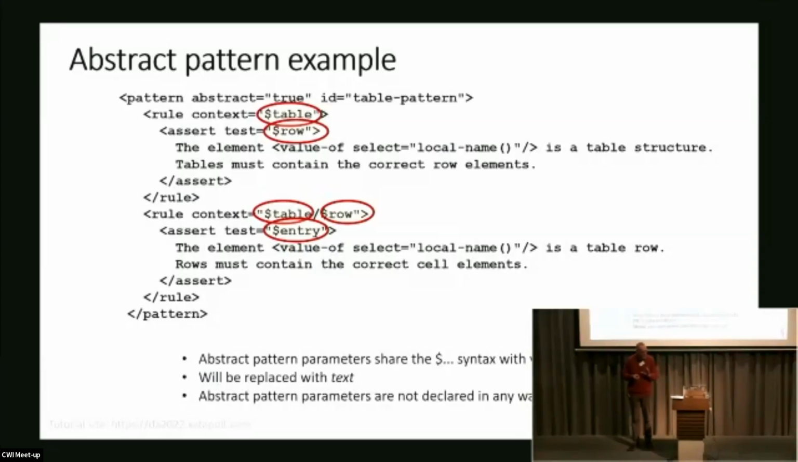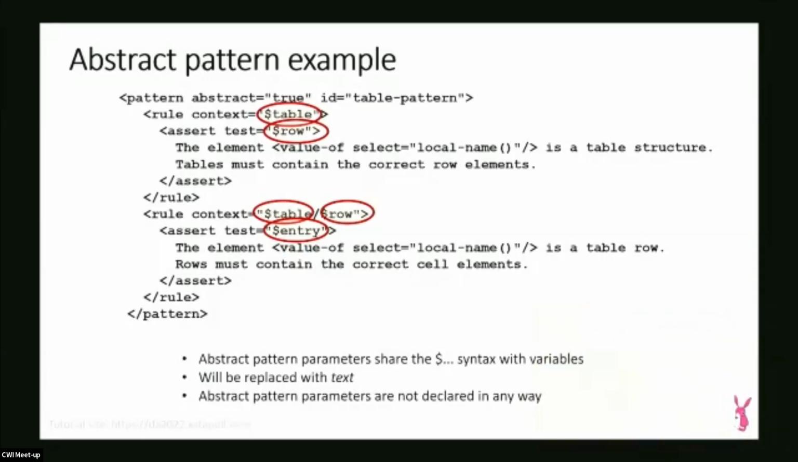Another thing to remember for abstract patterns is that they're not declared in any way. There's no way, when you instantiate an abstract pattern, that the processor can check whether you actually provided all values for all abstract macro patterns. It cannot check that. So you have to do it in documentation and have to be very careful. Also something I hope we can amend in the next version of the standard.